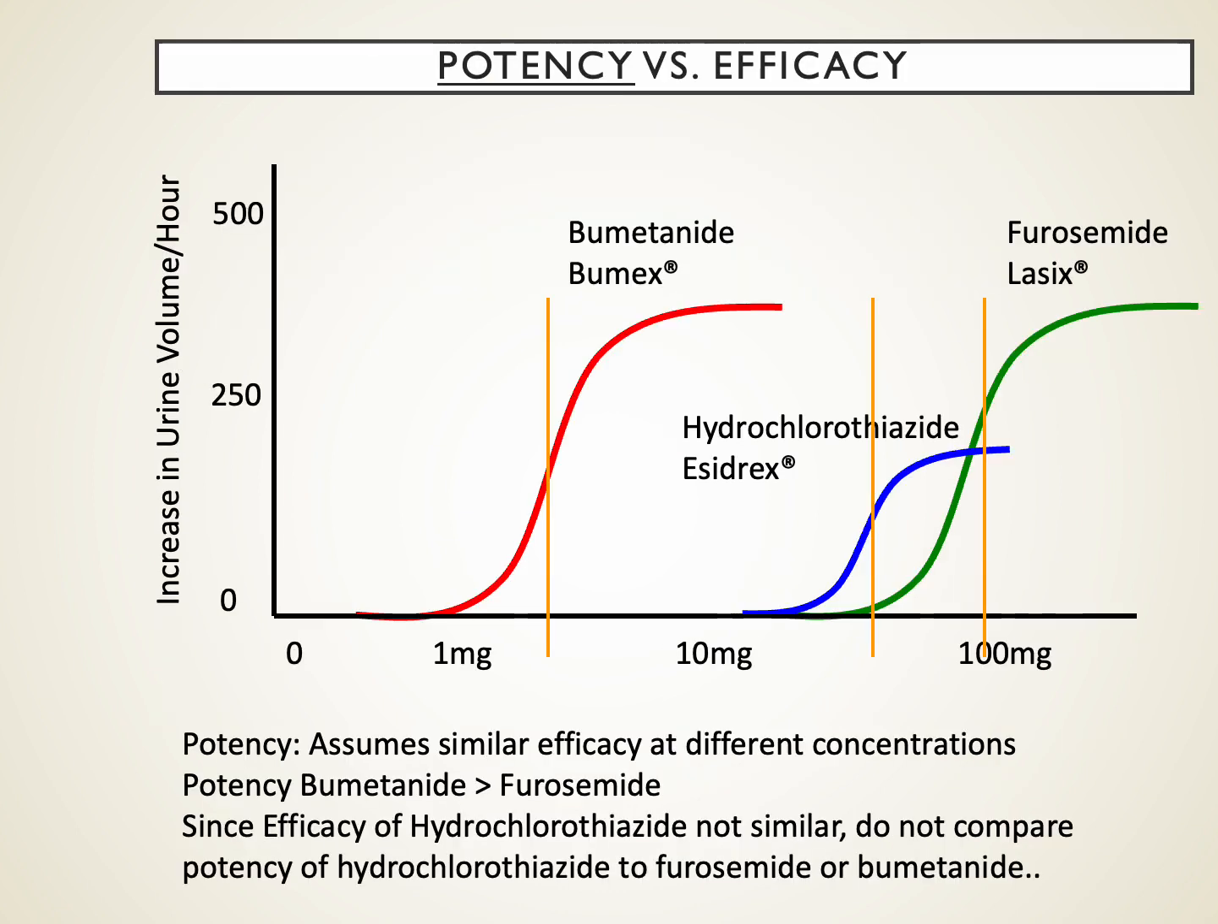I can't even compare potency with hydrochlorothiazide because I've got nothing to compare it to, except maybe another thiazide diuretic. But I would be able to compare Bumex and furosemide because they're equally effective. Then I can start to look at the issue of potency. Okay?